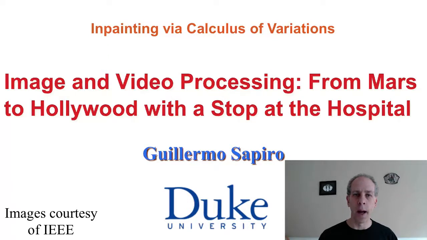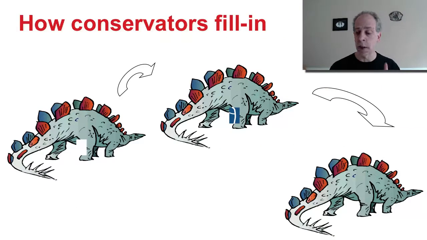Hello and welcome back. In this video, we're going to show a different technique of image painting that is based on calculus of variations. Instead of starting with a partial differential equation from the very beginning, we're going to start with an energy formulation that through the Euler-Lagrange is going to be transformed into a differential equation.